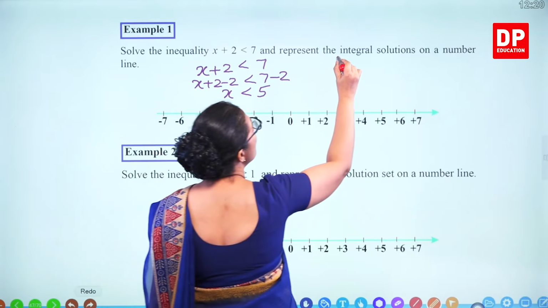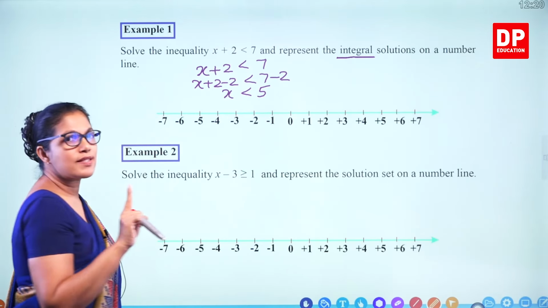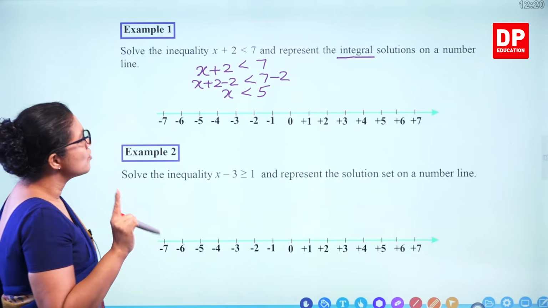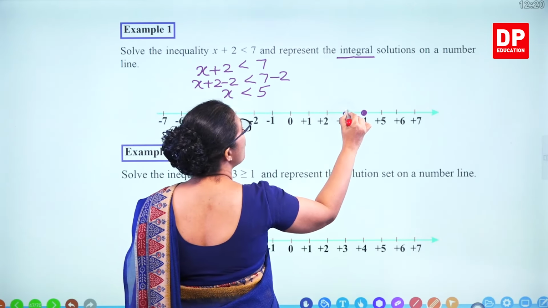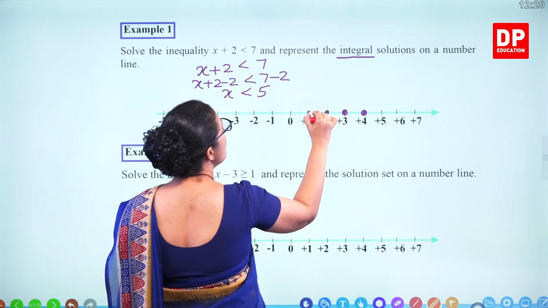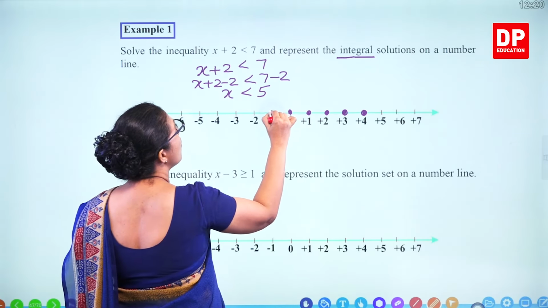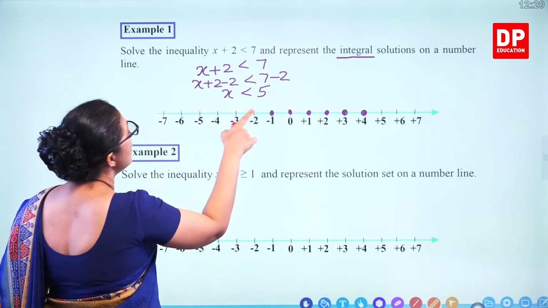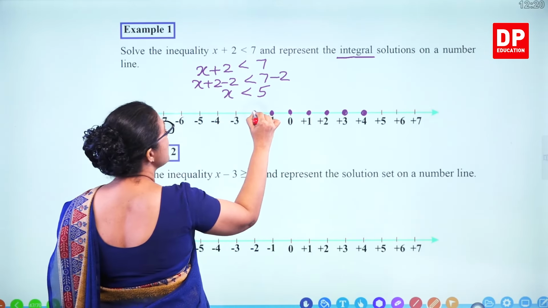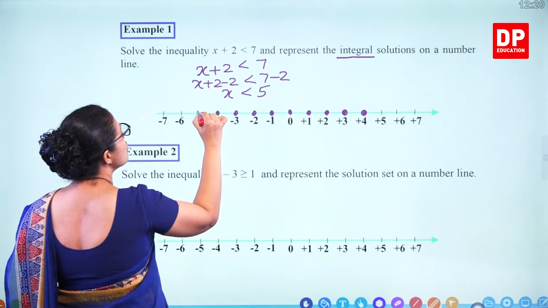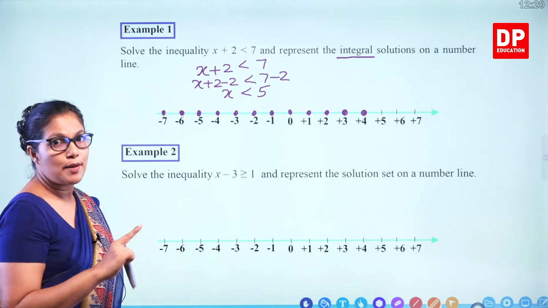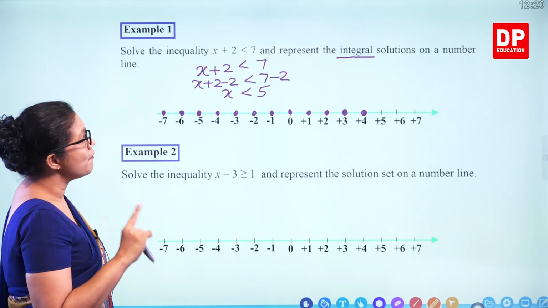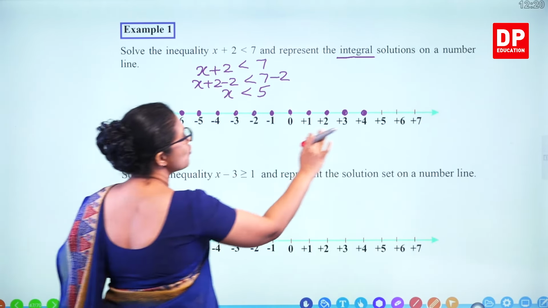So you have to show all integral solutions. So that means integers. So what are the integers that satisfy this one? 4, 3, 2, 1, and all solutions, okay, because it's not mentioned, only positive. So you can put dots for all numbers. If it's only positive, you have to stop from here.